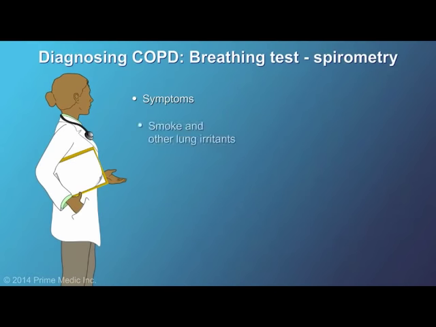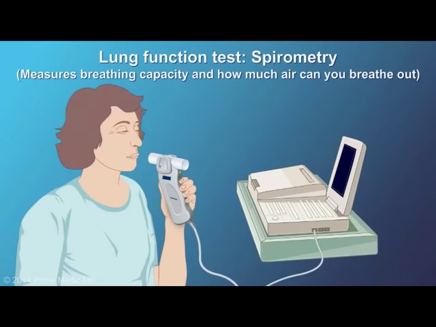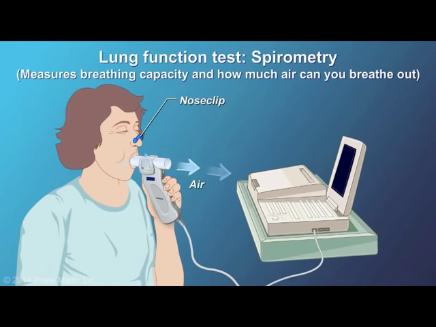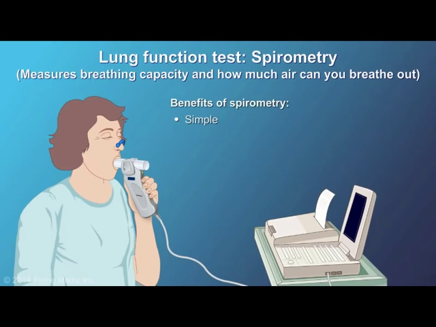Based on your symptoms, your exposures to smoke and other lung irritants, and your medical history, your healthcare provider may order a breathing test called spirometry, which may also be called a lung function test or a pulmonary function test. During spirometry, you will be asked to take a deep breath and then exhale as hard and as fast as you can into a tube that is connected to a machine called a spirometer. This test measures how much air you can breathe out and how fast you blow air out. This test is simple, quick, painless, and accurate.